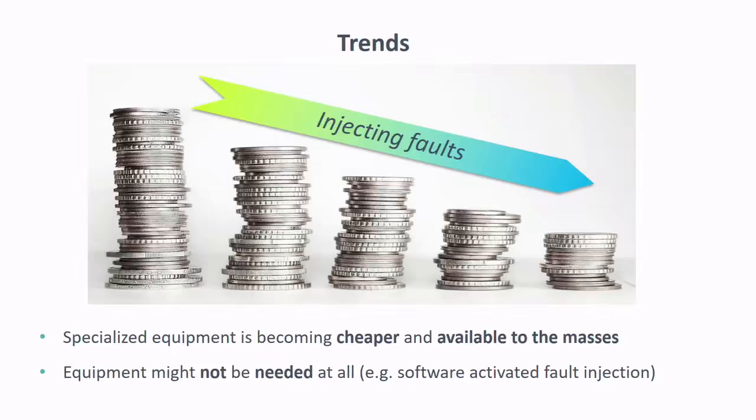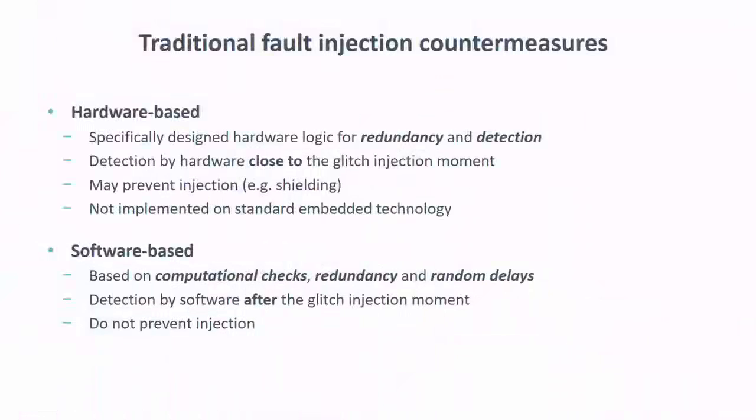So what we've seen is that the equipment and the knowledge to perform fault injection is becoming available to the masses. We see much more content being generated online, on YouTube, on Twitch, on whatever platform where people are experimenting with fault injection. And another trend that we've recently seen is that it's not always needed to have special tooling to perform fault injection. We've seen now that it's even possible to do it in a remote fashion. It's very interesting. So what can we do in order to mitigate these attacks?